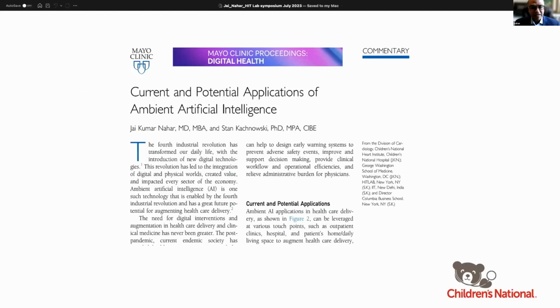Stan and I co-authored this paper, which was recently published in Mayo Clinic Proceedings: Digital Health, which gave us a little incentive for this conversation. The topic is basically current and potential applications of ambient artificial intelligence.